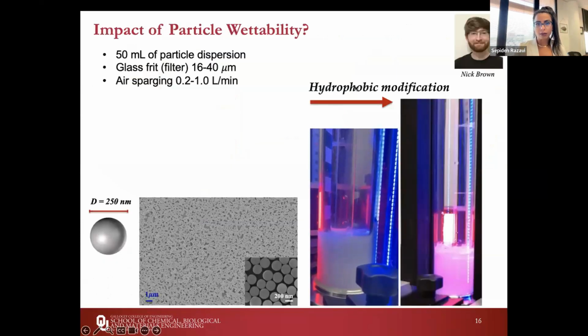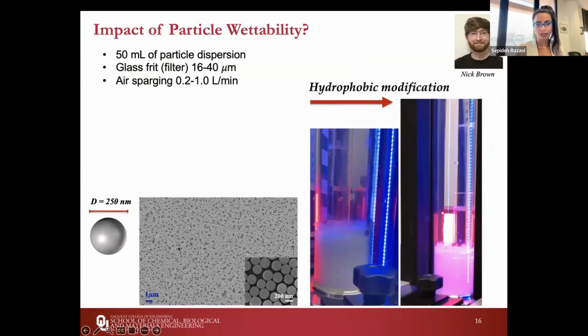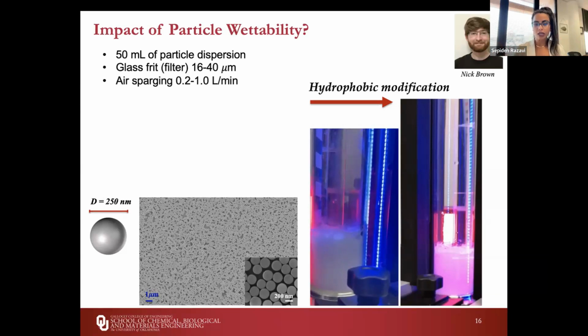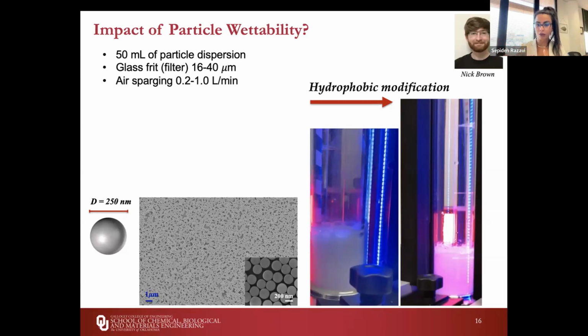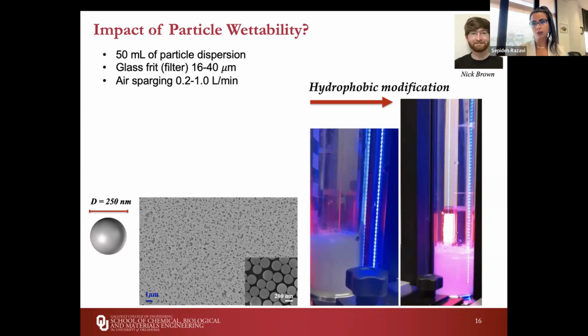Okay, so the system of interest are silica particles. They are 250 nanometer in size. As you can see here, an SEM image of these particles, and here's more close-up electron microscope of these particles. We put them in water, we sonicate them, make a dispersion, and then we put them in this dynamic foam analyzer, which we basically sparge the gas from the bottom through a glass slit, and then have these bubbles basically go through the dispersion to make a foam. This is the work that my former graduate student, Nick Brown, did. And when he first tried these silica particles, we weren't able to make any foam, as you can see here.